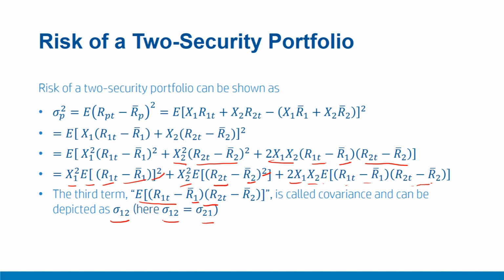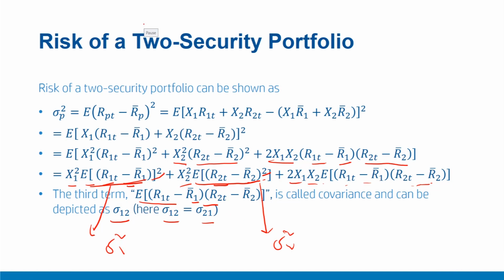Also, we must notice that this expectation of r1t minus r1 bar raised to the power 2 is nothing but sigma 1 square. This is by definition sigma 1 square. Similarly, expectation of r2t minus r2 bar raised to the power 2 is nothing but sigma 2 raised to the power 2.